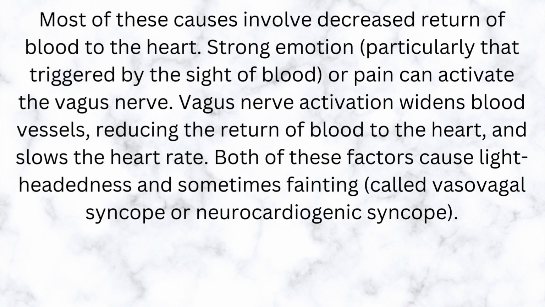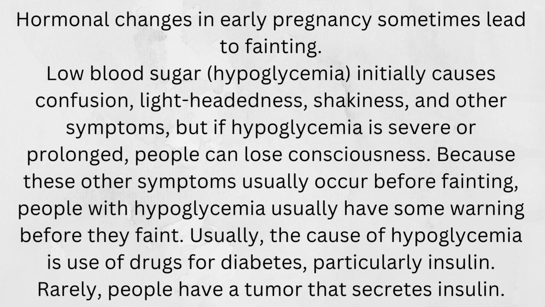Strong emotion, particularly that triggered by the sight of blood, or pain, can activate the vagus nerve. Vagus nerve activation widens blood vessels, reducing the return of blood to the heart, and slows the heart rate. Both of these factors cause lightheadedness and sometimes fainting, called vasovagal syncope or neurocardiogenic syncope. Hormonal changes in early pregnancy sometimes lead to fainting.